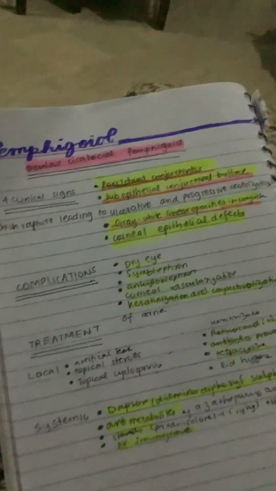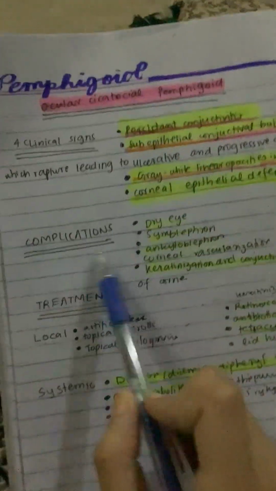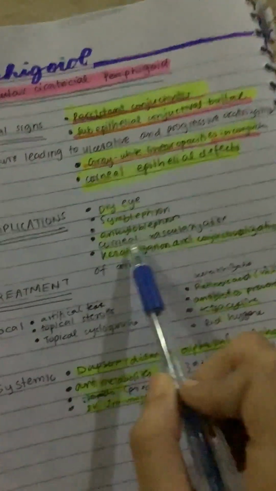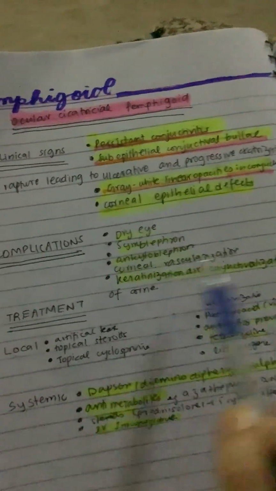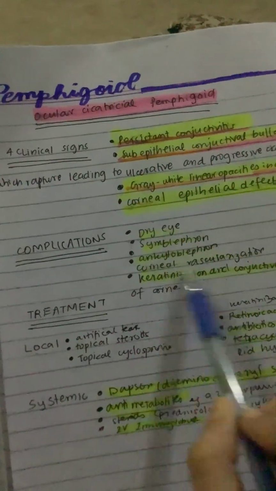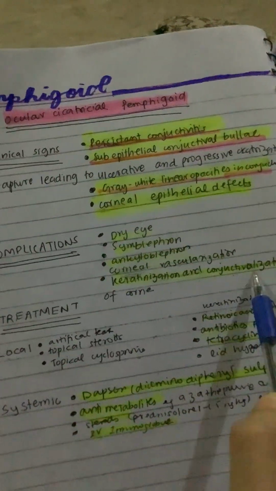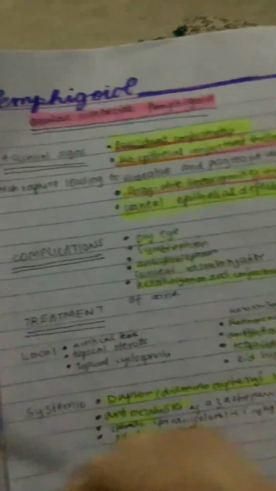Also, we're going to find that the corneal epithelium has some defects. And what are the complications? Complications are dry eyes, symblepharon and ankyloblepharon, corneal vascularization, keratinization, and conjunctivalization of the cornea. So basically the cornea will be keratinized, conjunctivalized and vascularized.